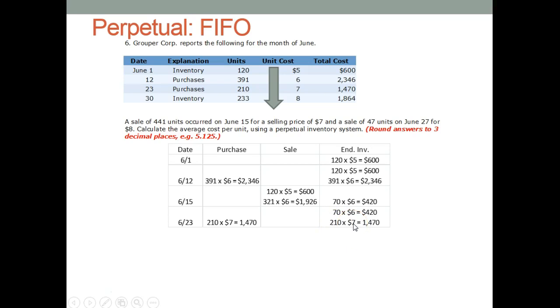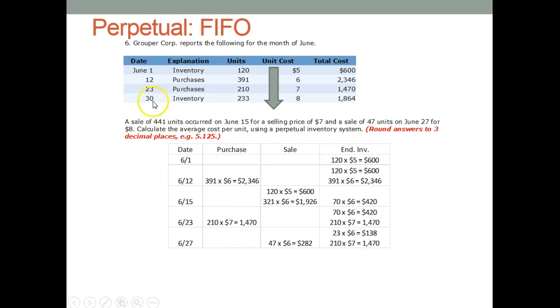Now, I will tell you a hint to make this a little bit easier. You could leave off all the totals and just work on units and do the calculations at the very end of all the totals. All right, then we have a sale of 47 units on June 27th. So again, FIFO, my arrow goes down. I'm going to only need 47 units at 6, right, which leaves me with 23 units in ending inventory at 6, and then all that next tier, 210 at 7.